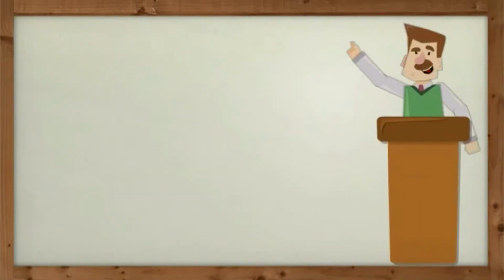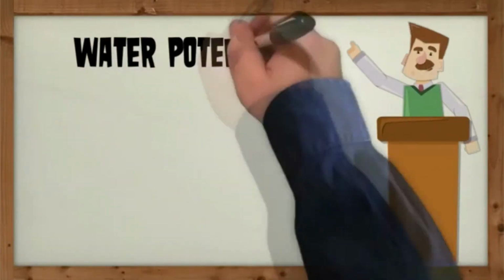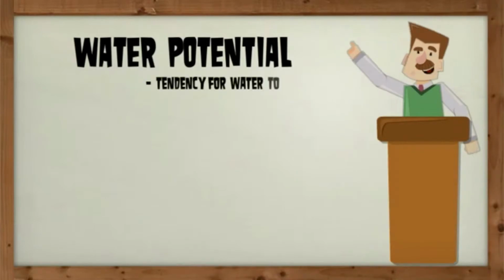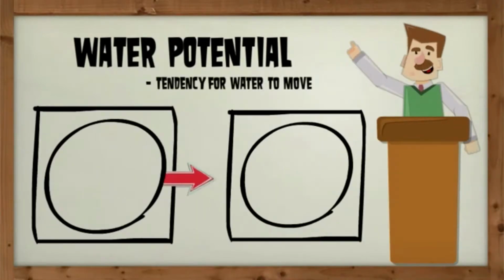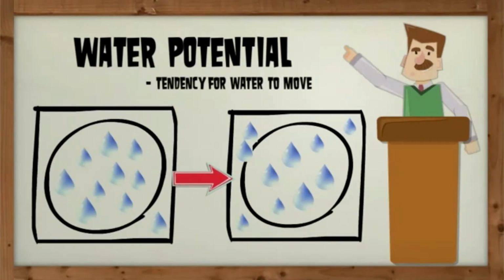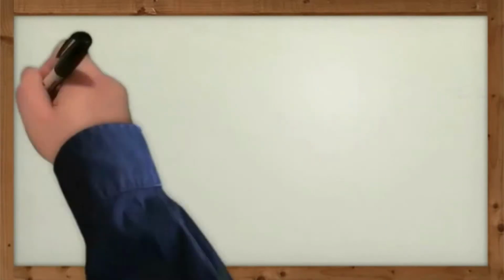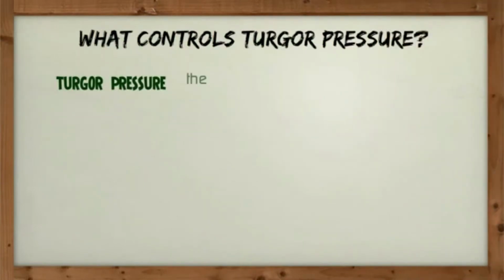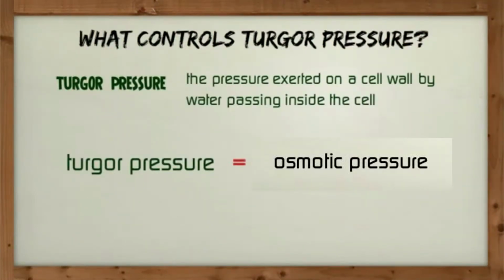Water potential is defined to be the tendency for water to move. When the water potential inside the cell is higher, that means it has more energy for water to move. Therefore, the water molecules will move more frequently toward the outside. What controls turgor pressure? Turgor pressure is the pressure exerted on the cell wall by water passing inside the cell. Therefore, turgor pressure is osmotic pressure.